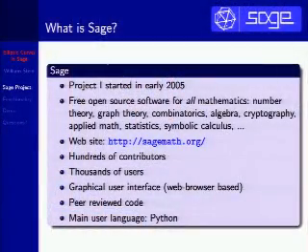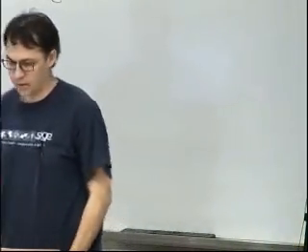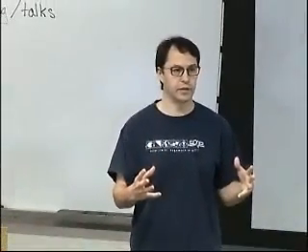So what is SAGE? It's a project that I started at the beginning of 2005. And it's basically a free open source mathematical software project. And it's not focused on number theory or cryptography. In particular, it's a very general project. It addresses really all areas of mathematics, including statistics. So for example, R, which is a famous open source statistics program, is one of the components of SAGE.